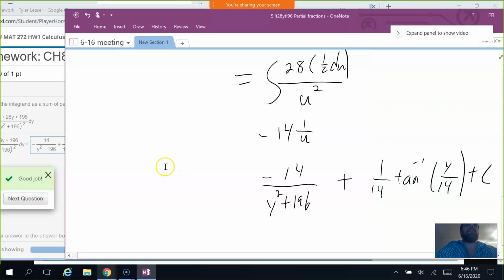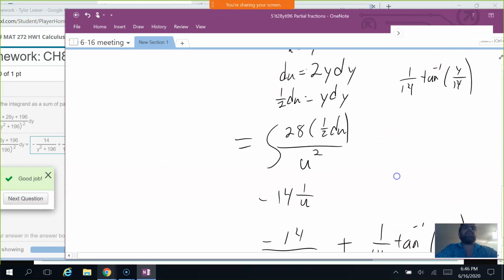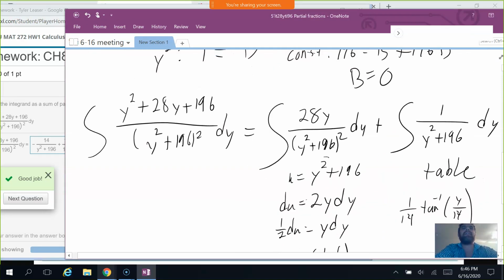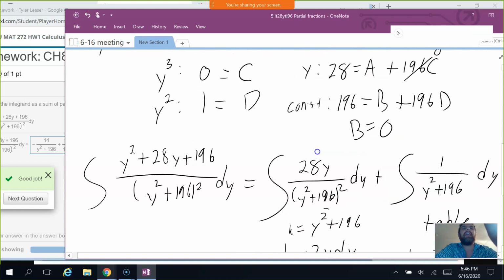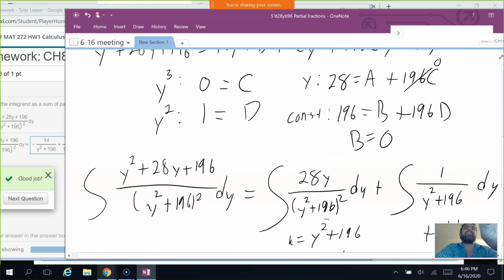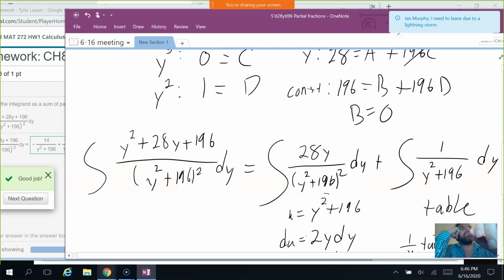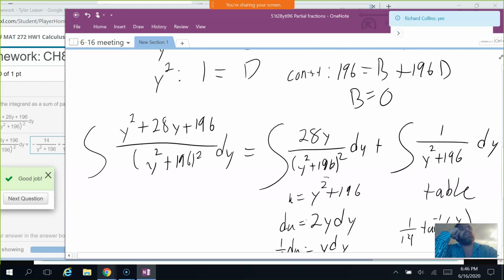Okay, again, I went through that one kind of quick, so let me scroll back around to it. Was everybody okay with the partial fraction side of things, finding the a, the b, the c, and the d there using that algebra technique? Okay, Ian. Awesome.